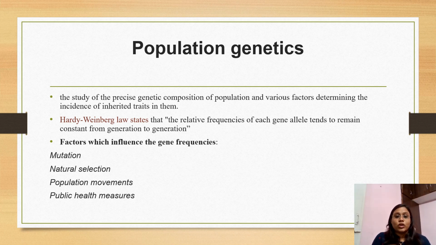So it is not possible that the genetic pool or genetic composition of a population is constant throughout the generations. It is subject to constant change, through mutation, through natural selection, through population movement, or through public health measures themselves.